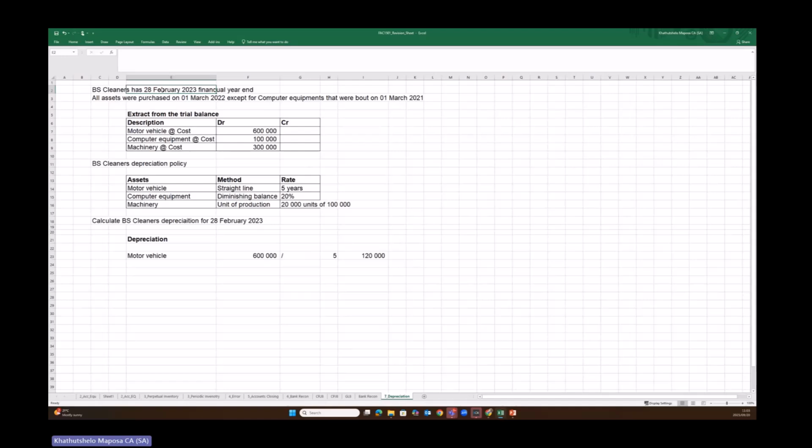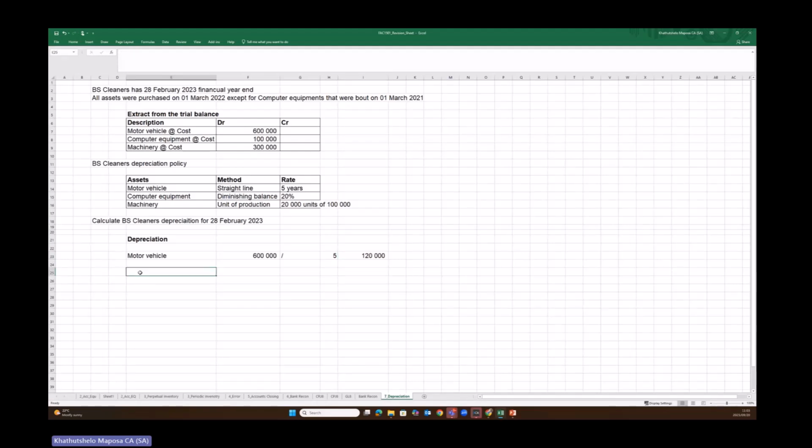Sometimes you may need to calculate depreciation for 6 months or for 3 months. Just bear in mind that this is depreciation for a year. If you were asked to calculate depreciation for 3 months, you are still going to divide it by 12, because a year is 12 months, and multiply by 3. If you are asked to calculate depreciation for 2 years, which will barely happen, you will take this annual depreciation and multiply it by 2. So this is depreciation for a year.